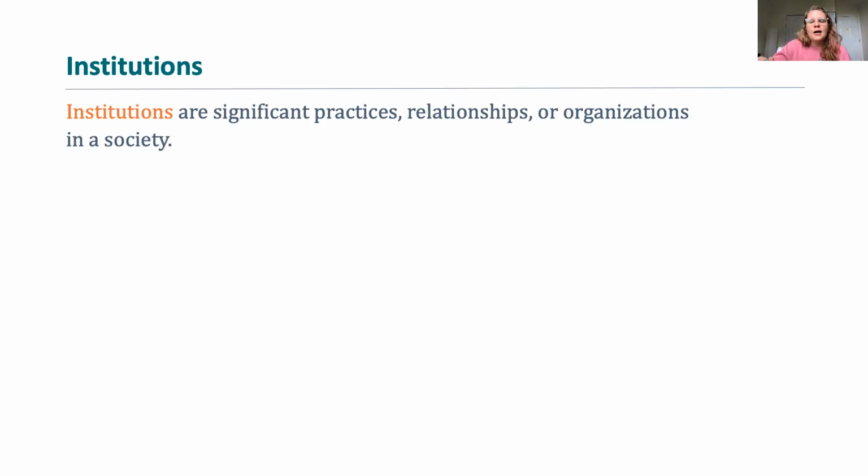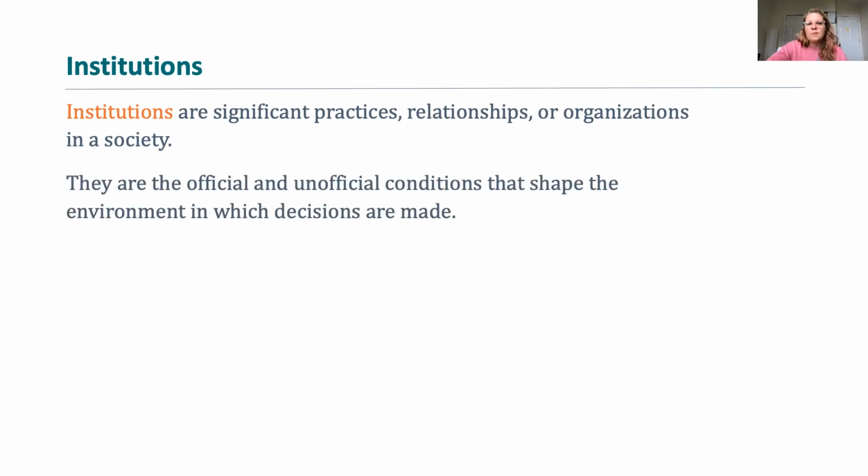We have the institution of the way that we incarcerate people in our country. We have the global food supply chain, which could arguably be an institution, and that there's a certain hierarchy of practices. It's the relationships between firms and individuals. And so institutions are not always tangible or physical items. They can be official or unofficial conditions that kind of shape the environment in which decisions are made.